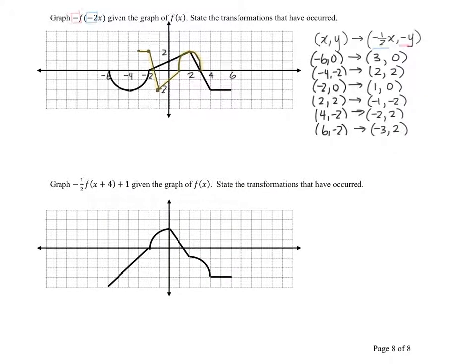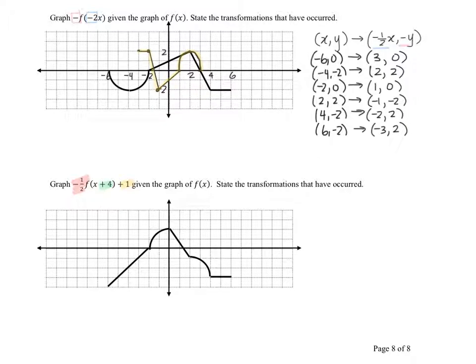Okay, for this last example, here we go. We have our a value of -half. So that means that we have a reflection on the x-axis and a vertical compression by a factor of half. And then we have this translation of 4 units to the left, and we have our translation 1 unit up.